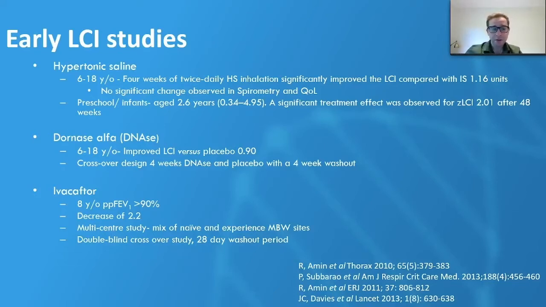And then probably one of the most important studies, which kind of changed the landscape of how multiple breath washout studies are performed, was done in subjects who were 8 years and older with a preserved FEV1 of more than 90%. They saw a very large decrease of 2.2 units in LCI. But this was a multi-center study, and importantly, they had a mix of naive and experienced MBW sites, which showed that the naive sites could be trained and they could get good quality data to be used in clinical trials.